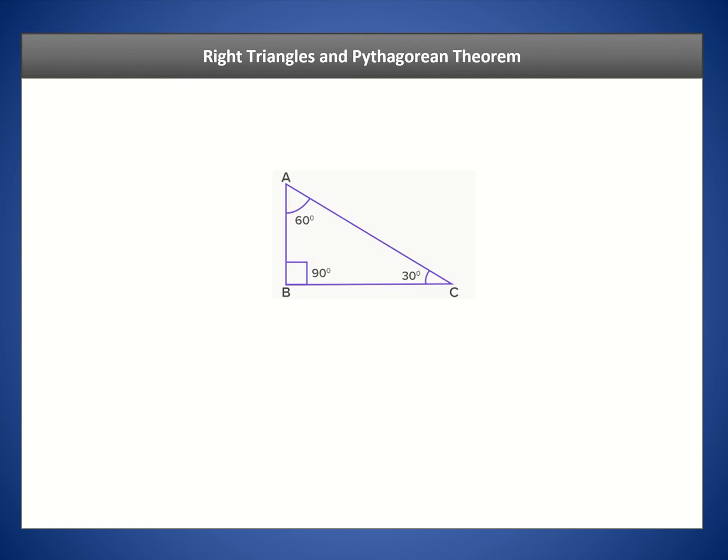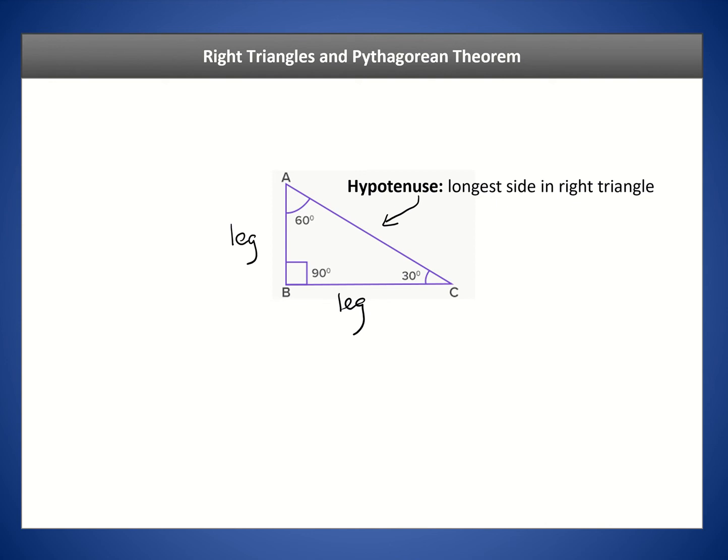Let's remind ourselves about right triangles. A right triangle, as we mentioned earlier, has a 90-degree angle. The longest side of a right triangle is called the hypotenuse. The other sides in a right triangle are known as legs. That's just the basic anatomy of a right triangle.